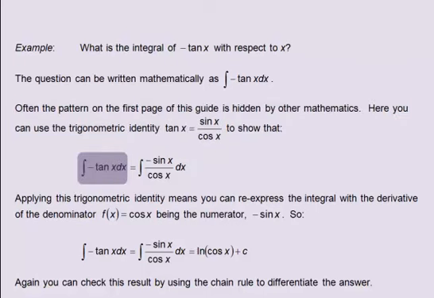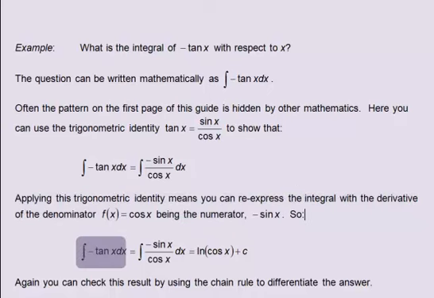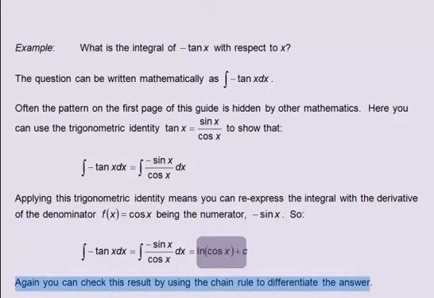the integral of minus tan x dx equals the integral of minus sine x divided by cos x dx. Applying this trigonometric identity means you can re-express the integral with the derivative of the denominator, f of x equals cos x, being the numerator, minus sine x. So the integral of minus tan x dx equals the integral of minus sine x divided by cos x dx, which equals the natural logarithm of cos x plus c. Again, you can check this result by using the chain rule to differentiate the answer.